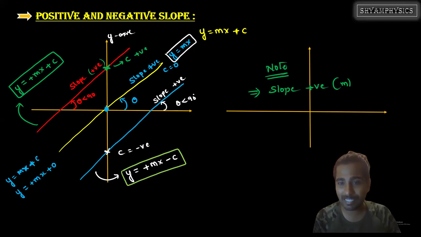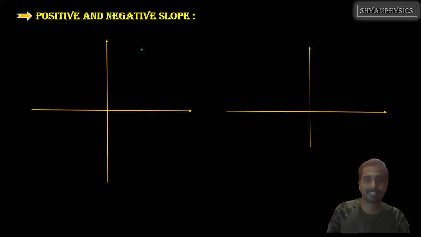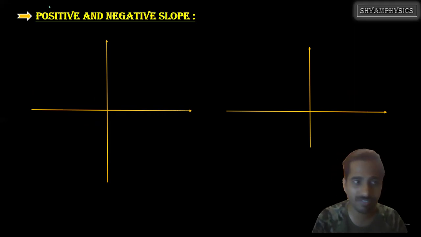Here intercept is 0 because it is passing through the origin. Here the line is passing through the positive y-axis. For that reason intercept is positive. Done? Good. Next, negative intercept. Positive is over. Now we'll think about this one.